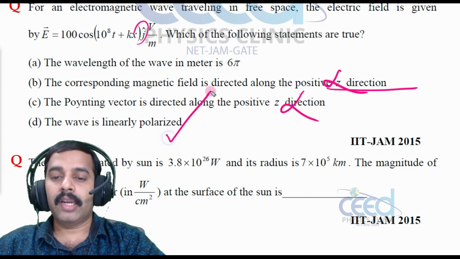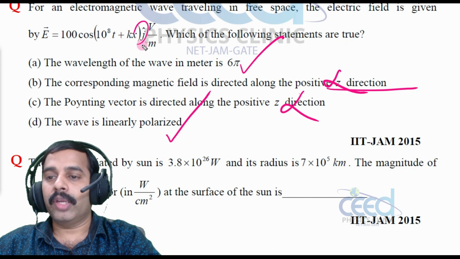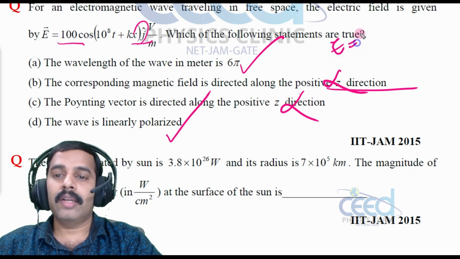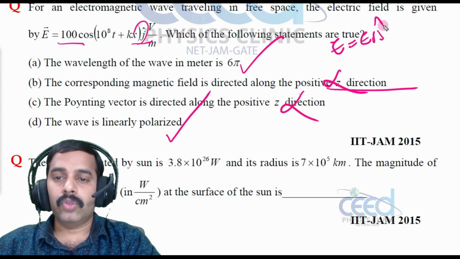The wave is linearly polarized. That is true because the wave has only one component, right? Only one amplitude, that is E is equal to E0 j cap. There is no y component, so it is not circular or elliptical.